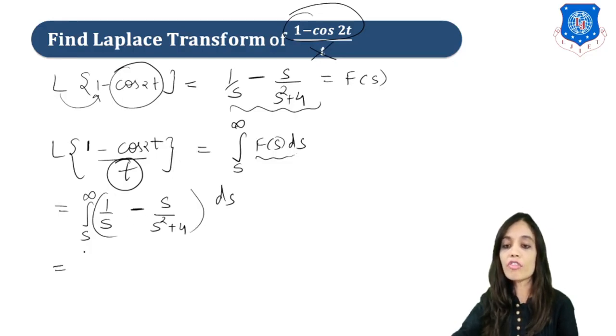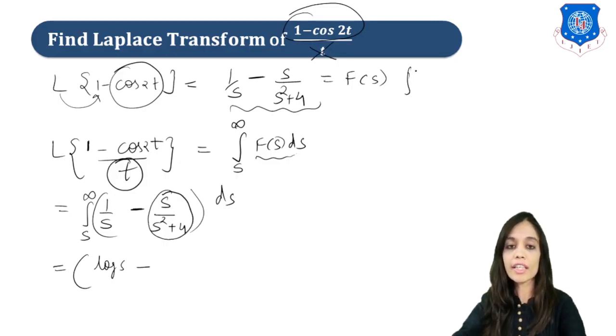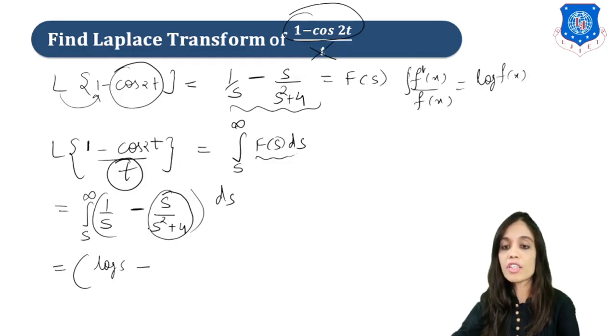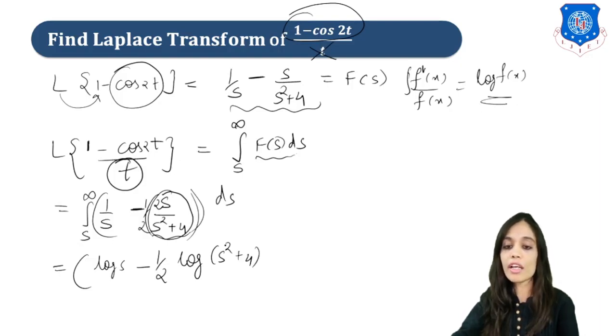So integration of 1 upon s will be what? Log s, right? Now suppose I want to integrate this. So we all know the formula, that is integration of f dash of x upon f of x will be what? Log f of x. So firstly we need to put derivative of this term in the numerator. So derivative is 2s, so just multiply and divide by 2. So here now finally the integration will be 1 upon 2 log s square plus 4 using this formula. And now the limits are s to infinity.